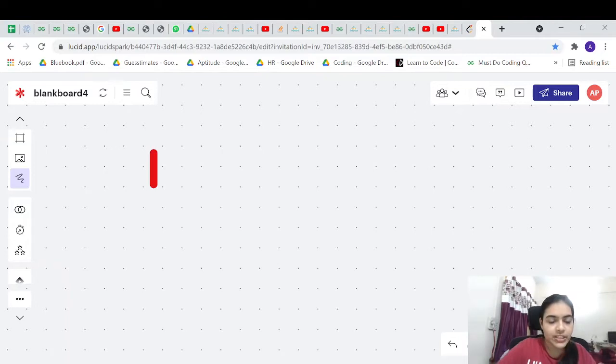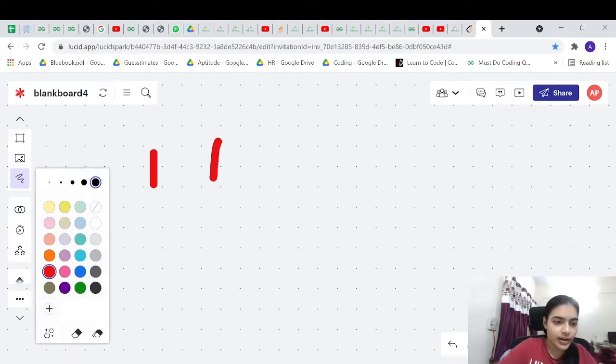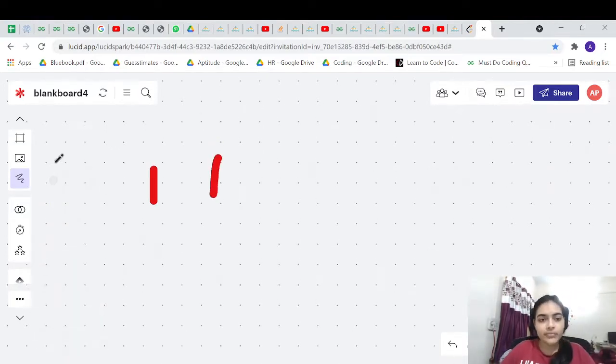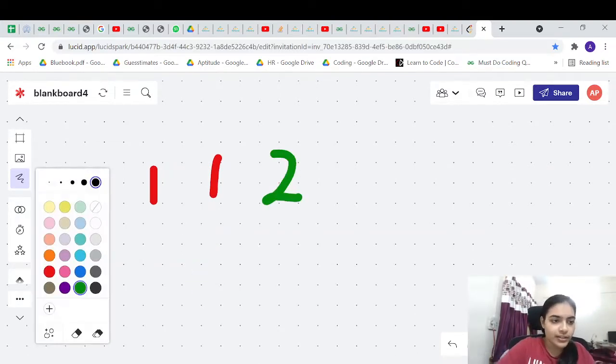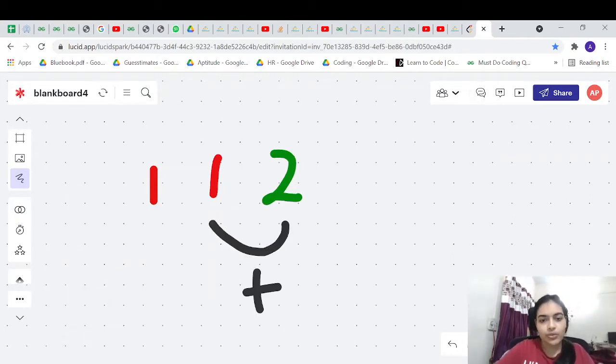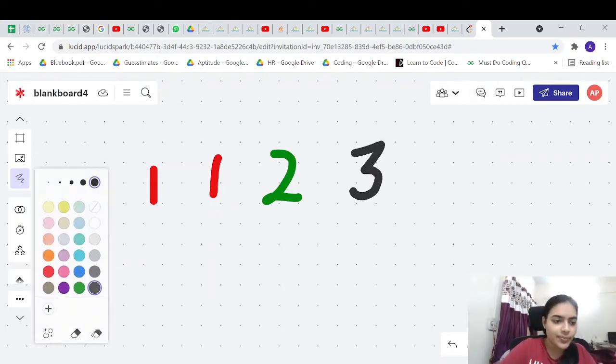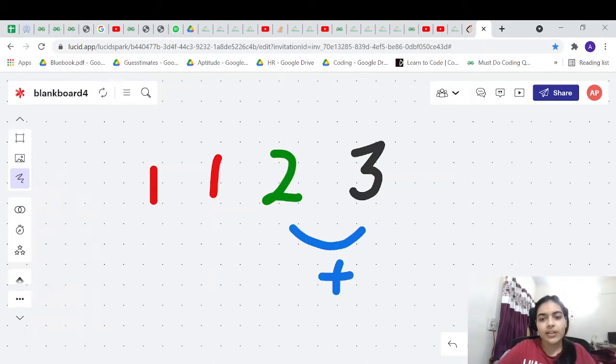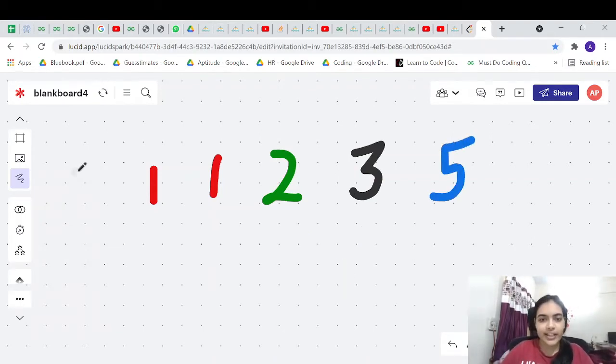So for example, the first number is 1, the next number is also 1. Okay, after that, you just add the two numbers to get the next number. So 1 plus 1 is equal to 2, right? So the next number is 2. Then add these two numbers: 1 plus 2 is equal to 3. So the next number is 3. Then add these two numbers: 2 plus 3 is equal to 5. So the next number is 5.